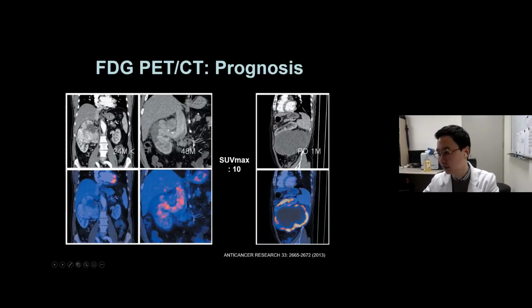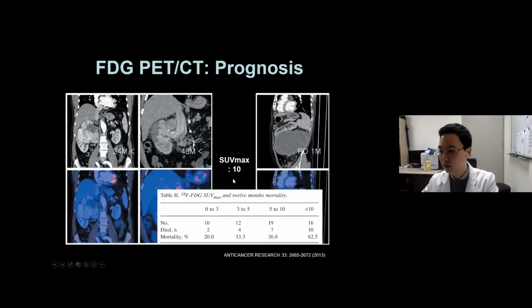However, the next case at the right below shows a very intense uptake higher than SUVmax of 10 and had a dissemination of disease progression after 1 month. So there has been a study showing a significant difference in mortality if you divide patients using this kind of SUVmax cutoff, which in this study was 10.